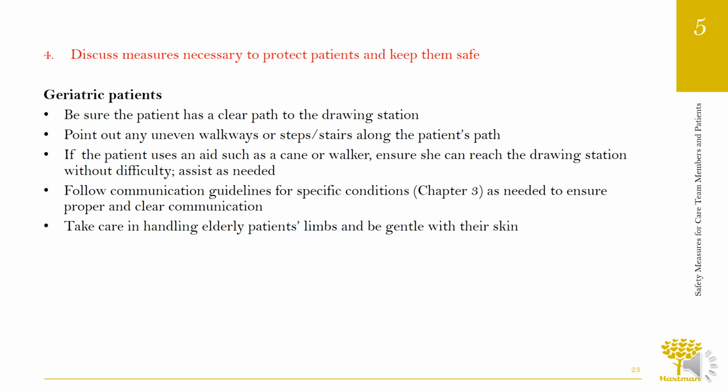Be sure the patient has a clear path to the drawing station. Take care to point out any uneven pathways or walkways, steps, or stairs along the patient's path. If the patient uses an aid such as a cane or a walker, assist as needed so that she can reach the chair without difficulty. Store the cane or walker in a location that will not interfere with your access to the patient. Follow the communication guidelines that were covered in Chapter 3 to ensure proper and clear communication. And take care in handling an elderly patient's limbs and be gentle with their skin.